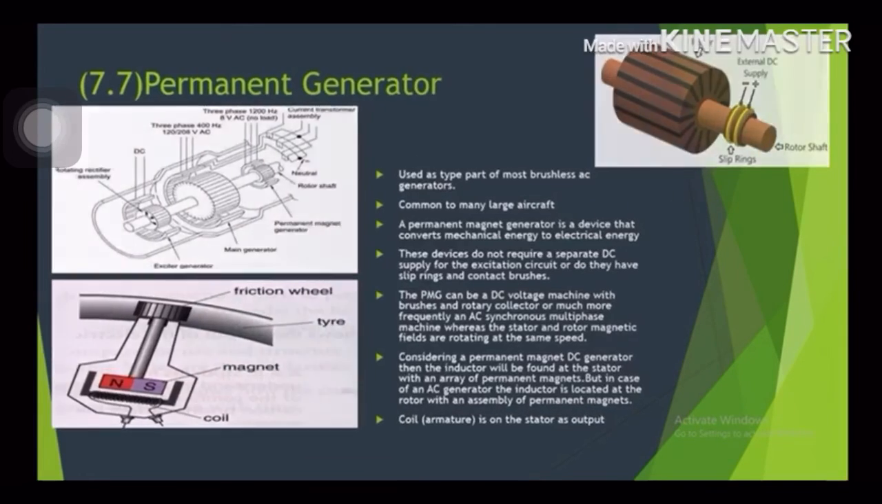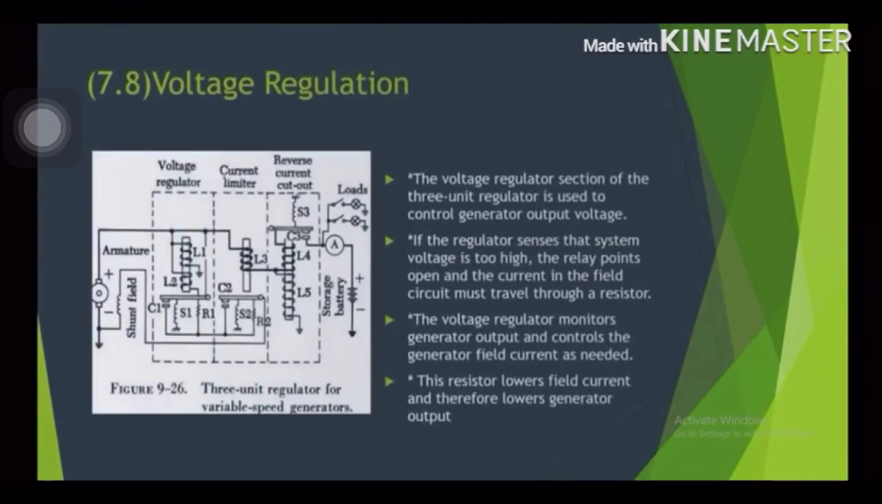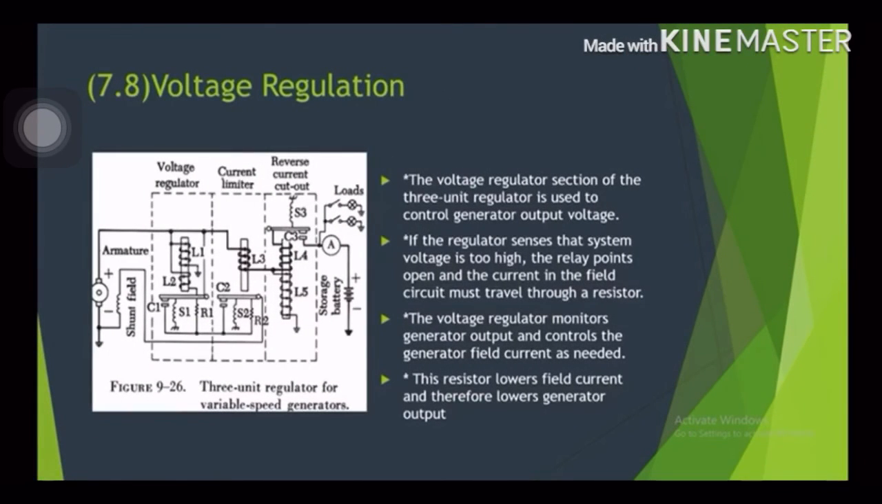Okay, finished. I will explain about voltage regulation. The voltage regulator section of the 3-unit regulator is used to control generator output voltage. If the regulator senses that system voltage is too high, the relay points open and the current in the field circuit must travel through a resistor. The voltage regulator monitors generator output and controls the generator field current as needed. The resistor lowers field current and therefore lowers generator output. Okay, I will show you the picture.